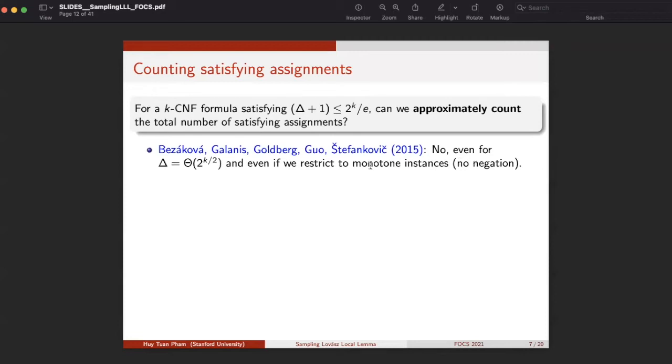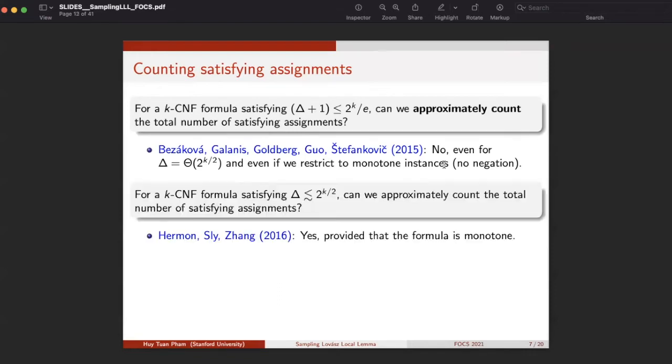And let's note that in the case of monotone instances, if we want to find one satisfying assignment, it is actually trivial because we can simply set all of the variables to true. So now let's move the threshold from 2 to the k to 2 to the k over 2. Can we now approximately count efficiently?